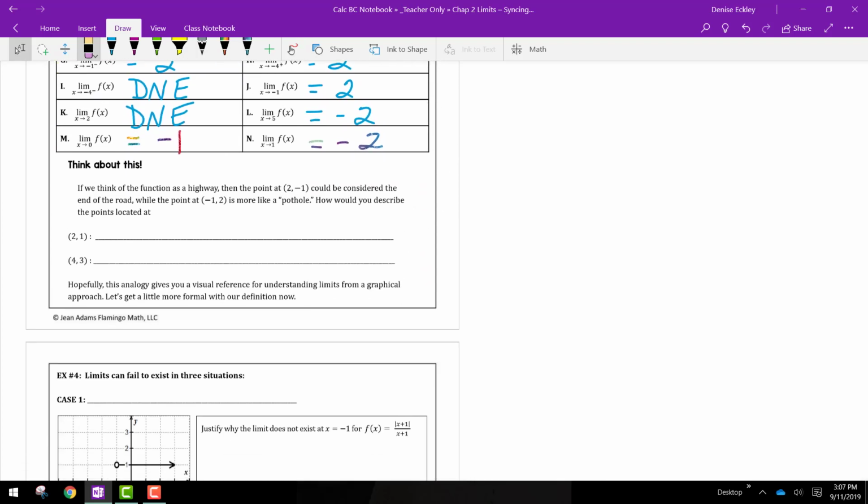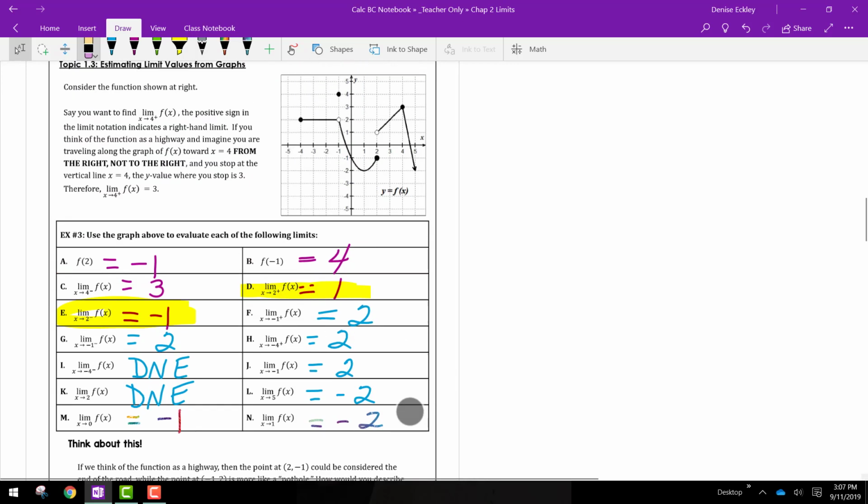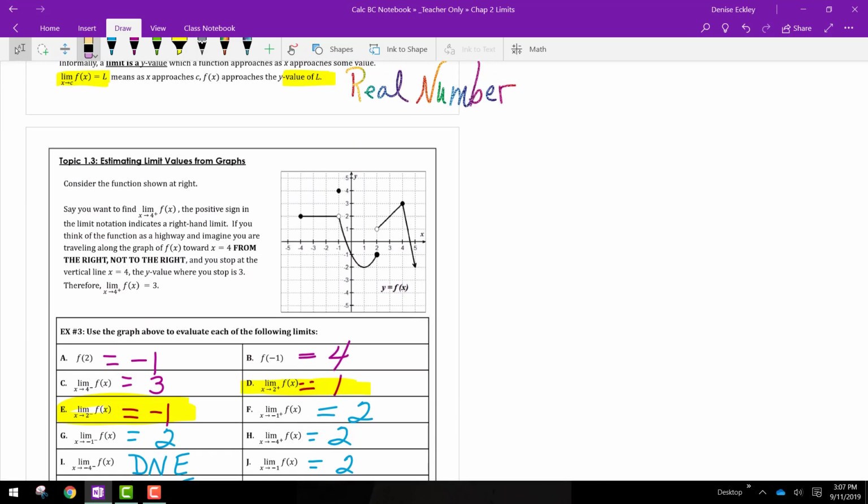to think about this. If we think of a function as a highway, as we've said earlier, then the point (2, -1) would be considered the end of the road. So let's take a look at that. So if you see here at (2, -1), you wouldn't be able to go any further. You'd be at the end of the road.